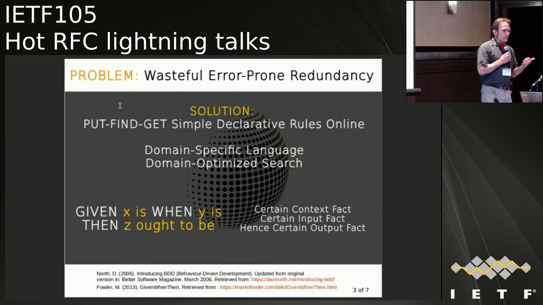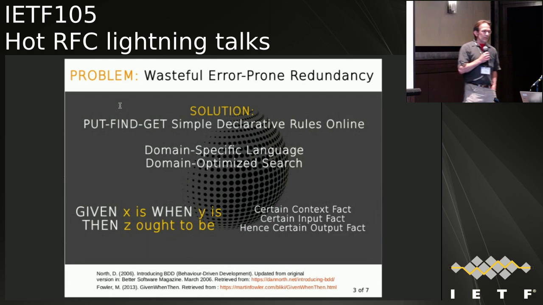That's tax, but any of these other domains, you have the same kind of problem. It requires a domain-specific language, which we've actually implemented at alpha, and an optimized algorithm search. We're not dealing with if-then statements. We're dealing with given X facts as a context, when there's an input fact for a circumstance, then Z ought to be the case. So these are just three facts.